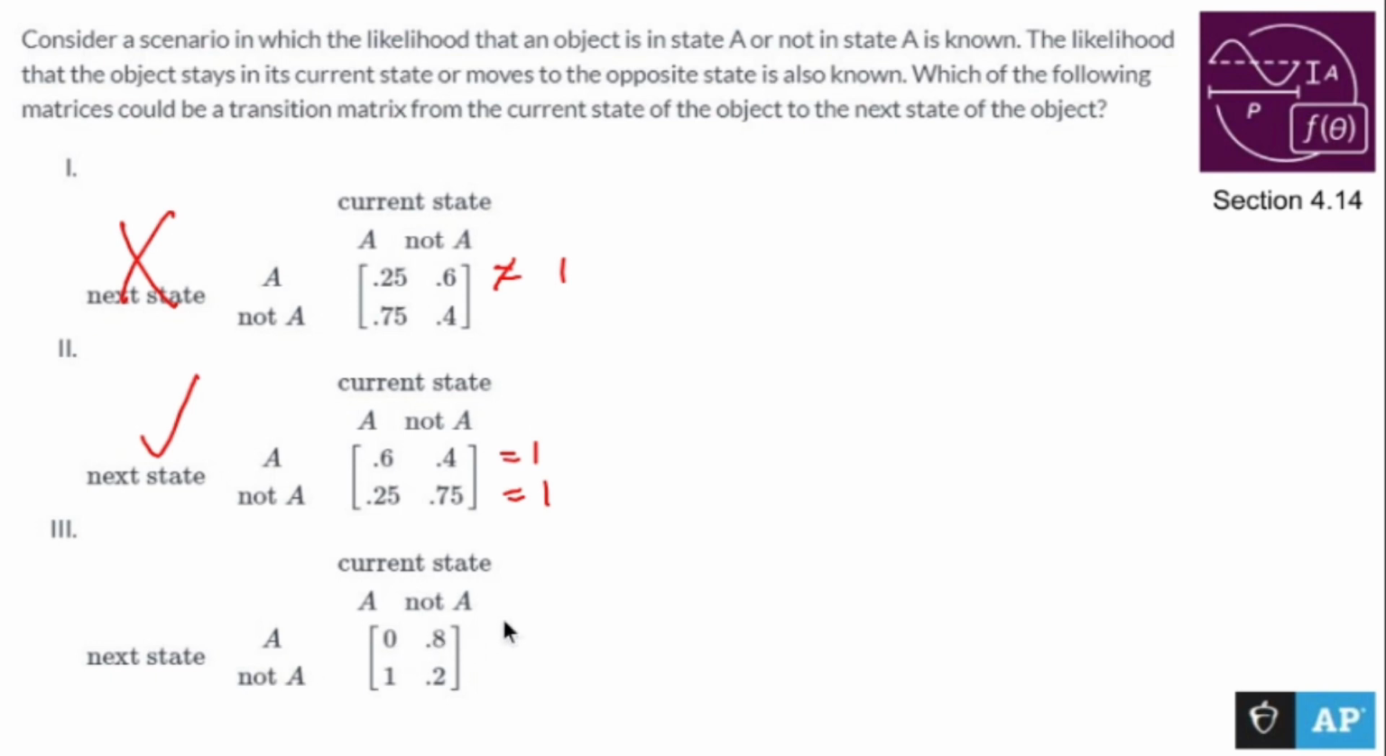0.8 plus 0 is not 1 again. I think they tried to trick you here where they gave you the columns that do add up to 1, but I don't care about the columns. Don't care at all. All I care about is, do these left and right numbers add up to 1? Yes, yes. So the answer is 2 and only 2.